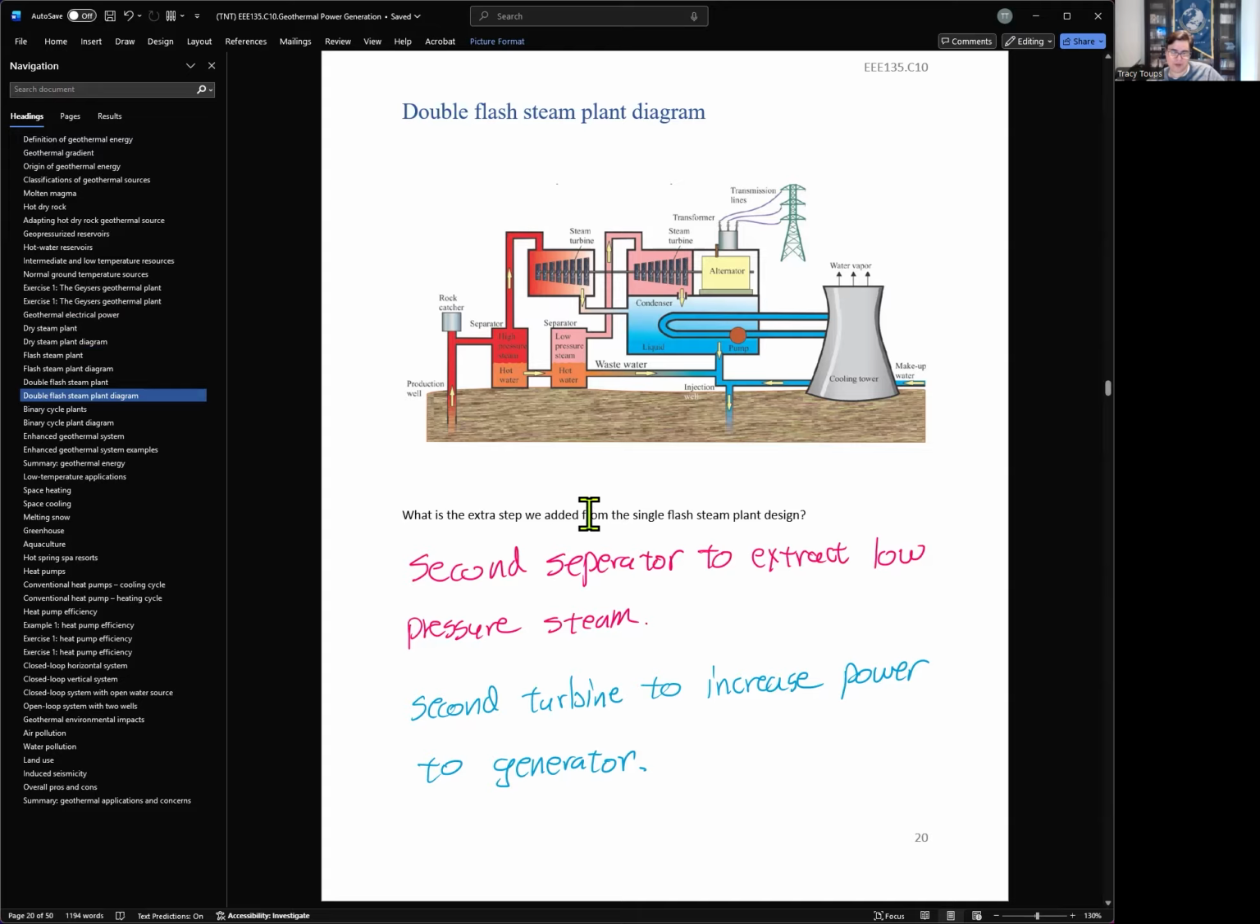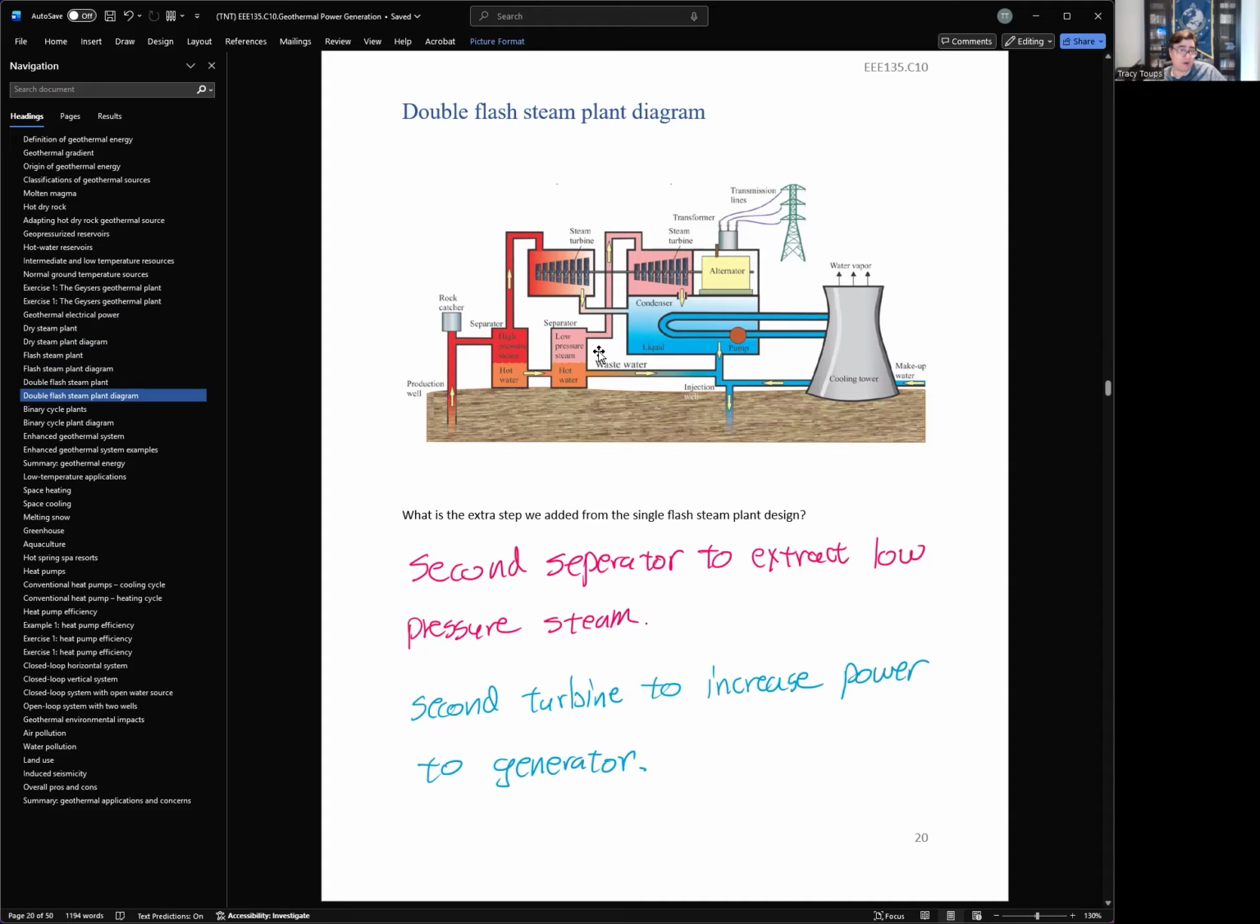So yeah, what extra steps did we add for a flash steam plant? A second low pressure separator to extract low pressure steam, and a second turbine to increase power to the generator. Notice that both of these have to come out to the condenser, because the condenser has to make the steam turn into liquid again to go back into the well and then go through the geothermal source on the bottom to raise the temperature back to the high pressure flash steam to then enter the system again. And this is just a continuous cycle.